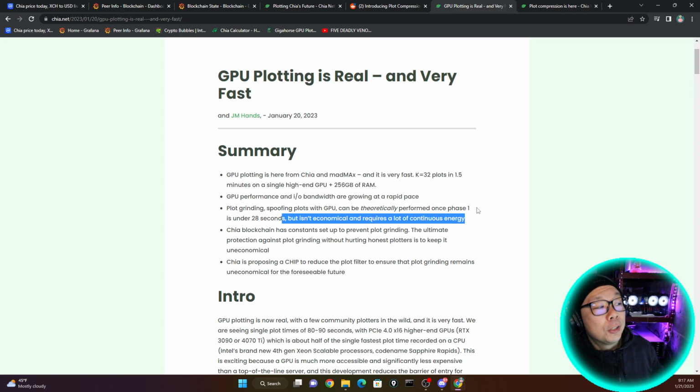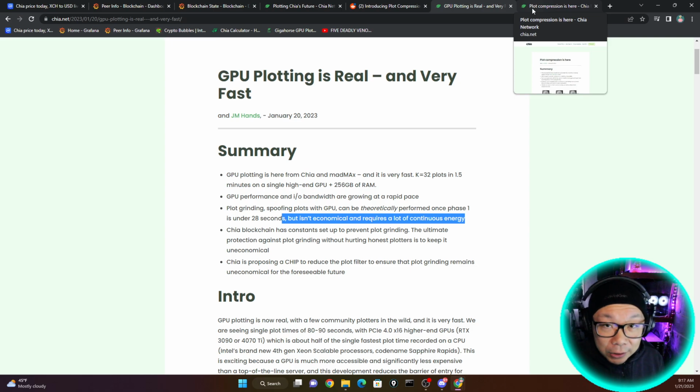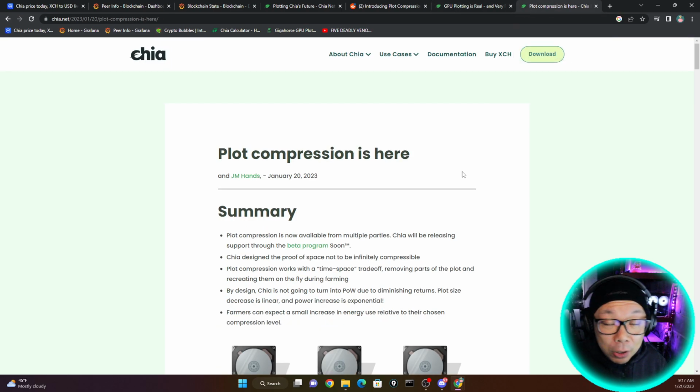All right. So GPU plotting is real and very fast. Yes, we all agree to that. Of course, I'm going to be going over to my community post. I asked a simple question: is GPU mining, plotting, and farming with Chia considered POW? And I'll bring that answer in a little later as I'm going through the Q&A over here.